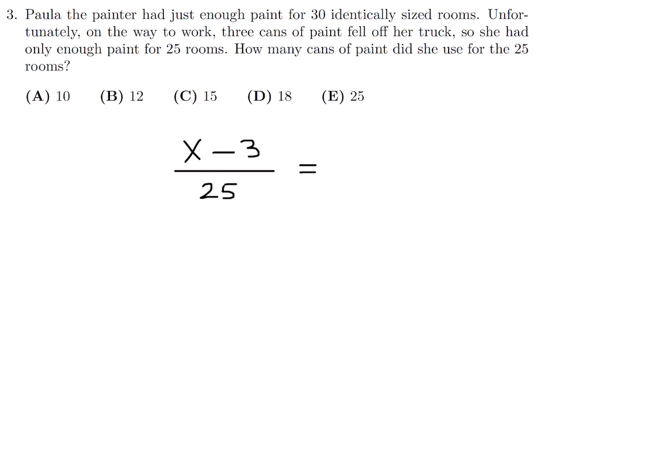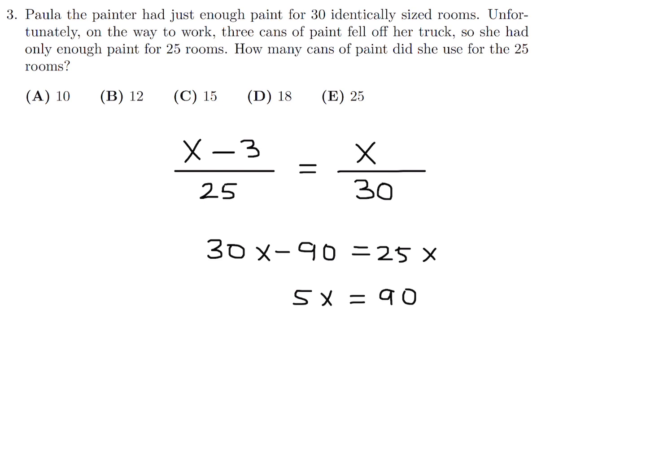Now we are asking, what is that equivalent to? And it's equivalent to basically the original amount, which is X, in terms of the number of paint cans, over the original plan, which was 30 rooms. So there's the mathematical equation. We just have to solve for that. So cross multiplying, get 30x minus 90 is equal to 25x. And this is 90 is equal to 5x, and therefore x is equal to 18.